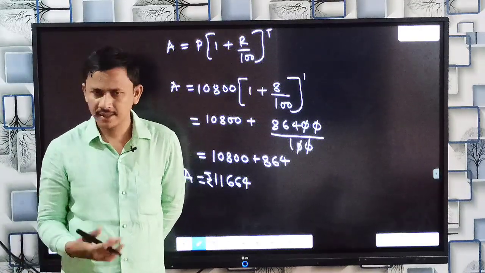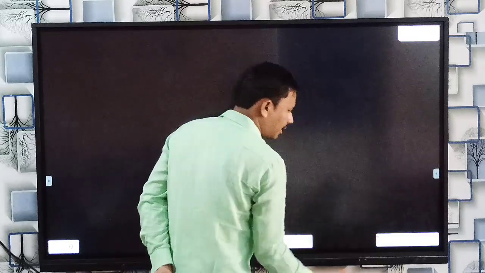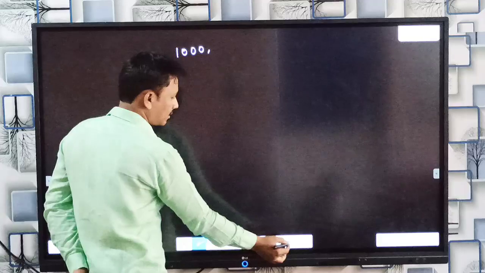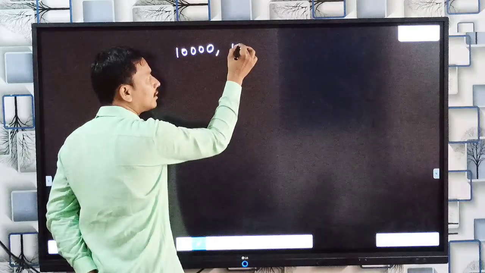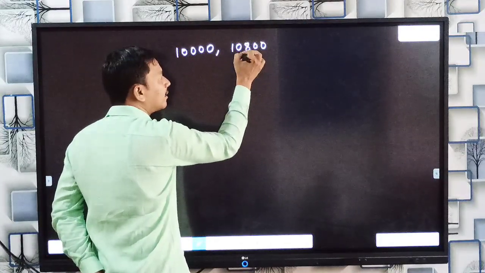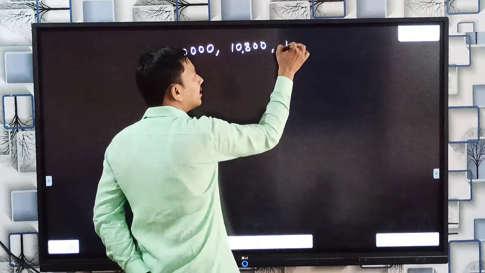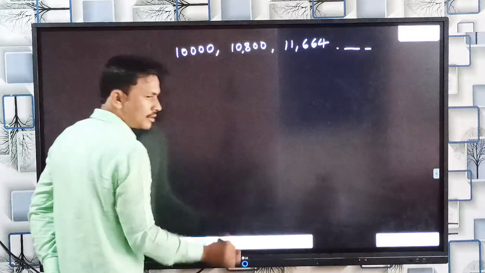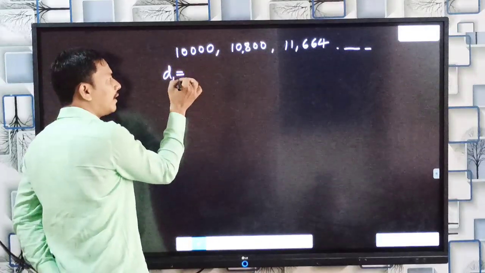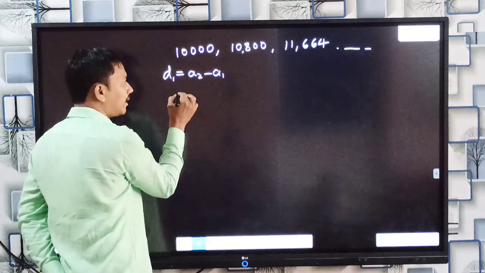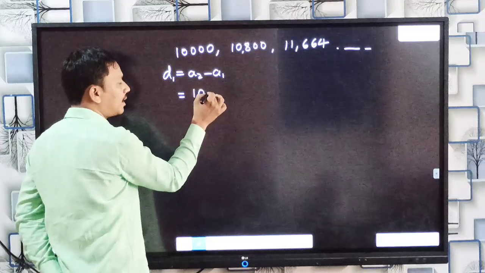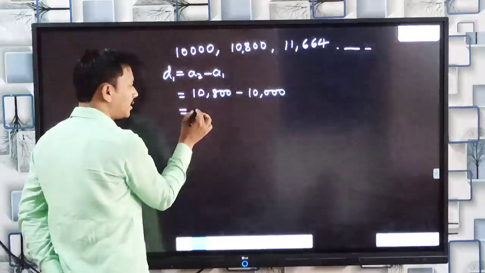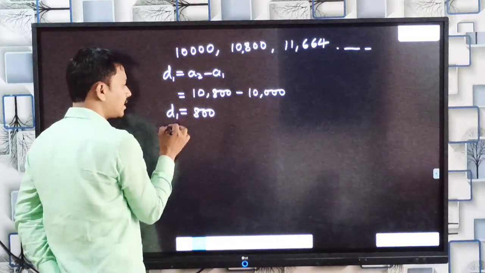Correct? Second year. Next, what we need to find out? Difference d. 10,000, 10,800, 11,664 and so on. Correct? What is the d value? d1 is a2 minus a1, that is 10,800 minus 10,000. What is the answer? 800. That is d1 is equal to 800.